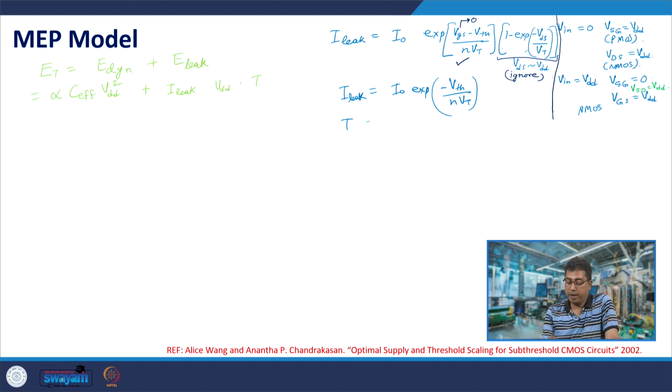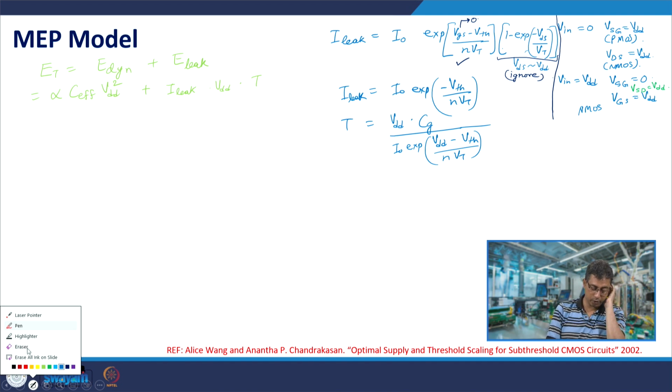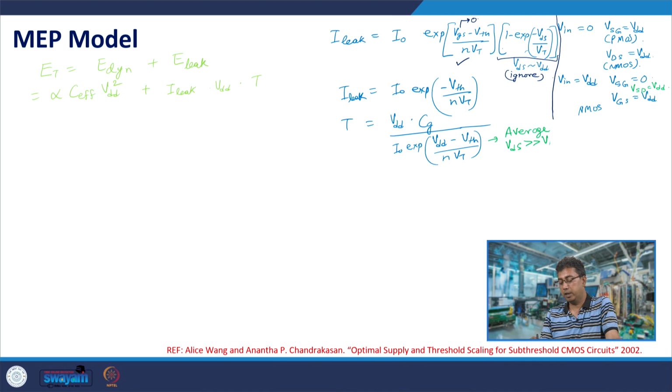What about the time period? Time period, as we had seen, is VDD into the gate capacitance of an inverter divided by the current. So, what is the current? If we are assuming the current to be the on current in this subthreshold or near threshold regime, then it is I naught exponential VDD minus VTH by NVT. Again, we are taking the average VDS during switching to be much larger than the thermal voltage, and that is how we are dropping the VDS term, into something called logic depth.